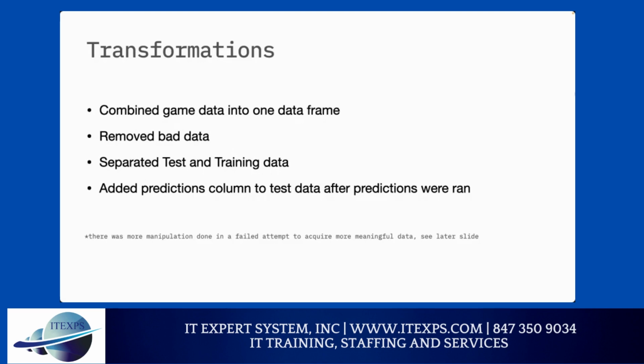Some of the transformations that I did to the data: I combined all those years together into one data frame. I removed all the bad data, bad being NAs in those critical columns for the ELO column that I spoke about earlier, as well as some game IDs that had some alpha characters in there, and I needed full integers. I separated out the testing and training data, and I added a prediction column later in the project to be able to compare and get a percentage of my accuracy for my model.